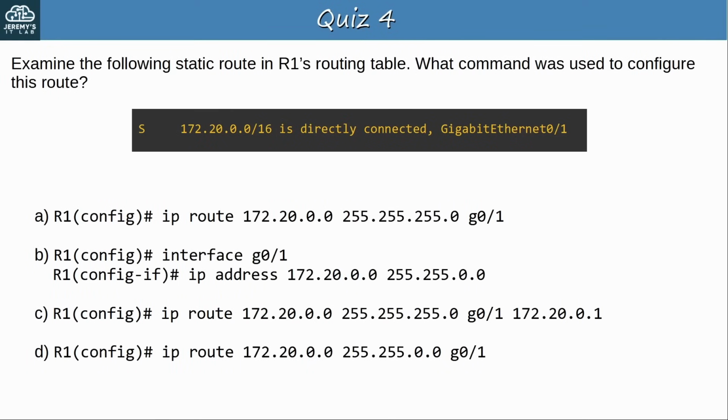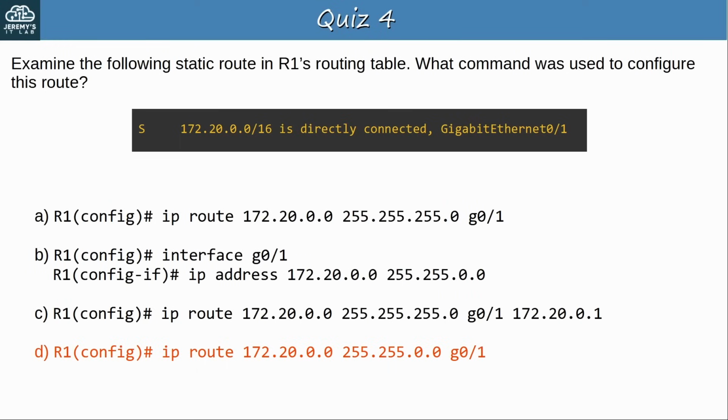Examine the following static route in R1's routing table. What command was used to configure this route? Pause the video now to think about the answer. Okay, the answer is D. ip route 172.20.0.0 255.255.0.0 G0/1. The route states that the network is directly connected, so you might think it's a connected route added automatically by configuring an IP address, as in option B.